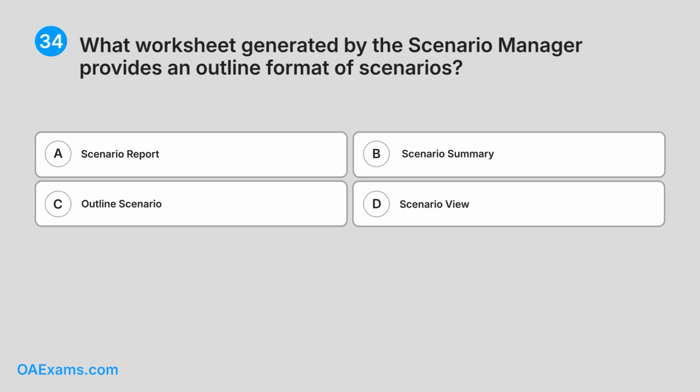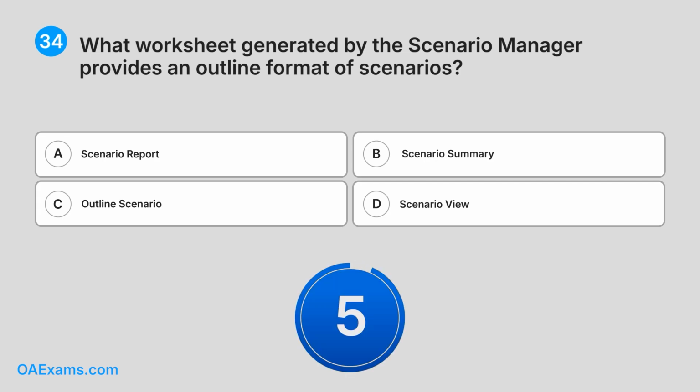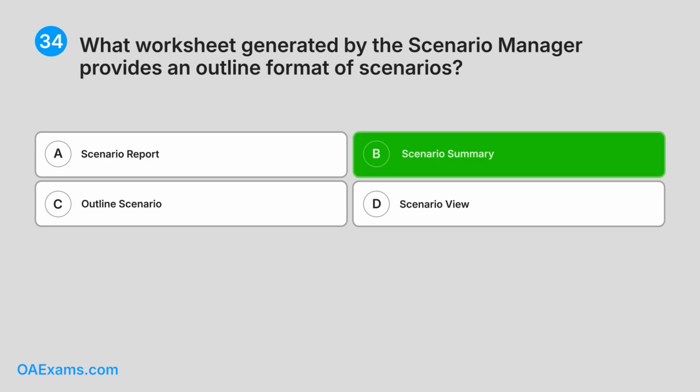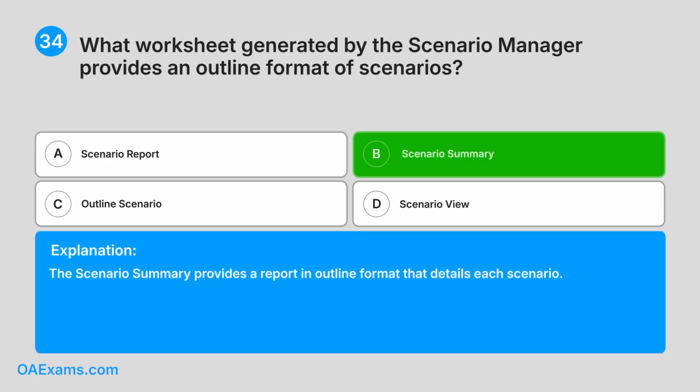34. What worksheet generated by the Scenario Manager provides an outline format of scenarios? A. Scenario report. B. Scenario summary. C. Outline scenario. D. Scenario view. What do you think is the answer? Correct answer. B. Scenario Summary. Explanation. The Scenario Summary provides a report in outline format that details each scenario.